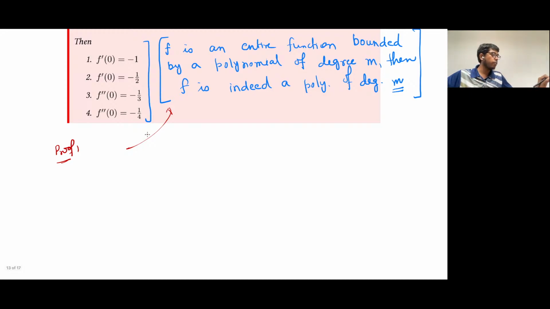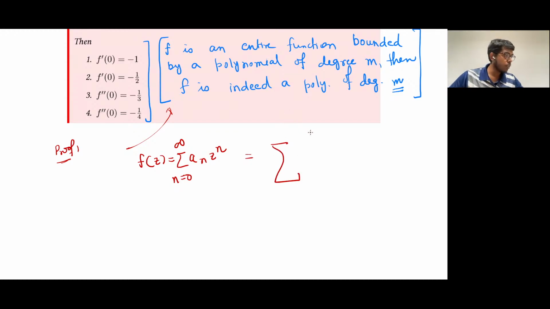f is an entire function, so what does that mean? I can write the Taylor series expansion of f. f(z) equals the summation of a_n z to the power n, where n goes from 0 to infinity. And whenever we have the entire function, this a_n is f^(n)(0) divided by n factorial, times z to the n.